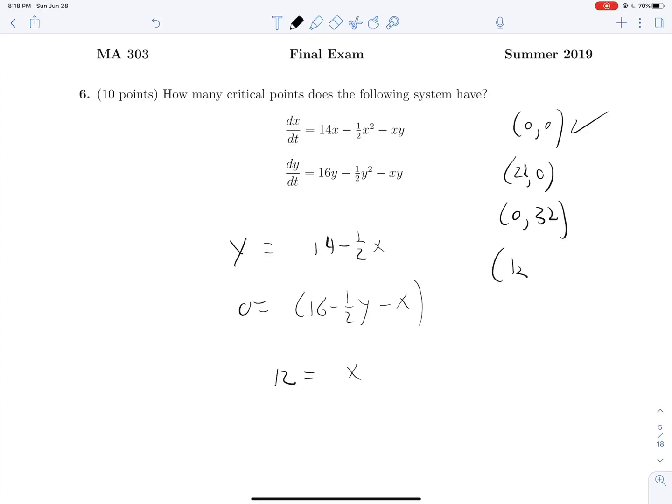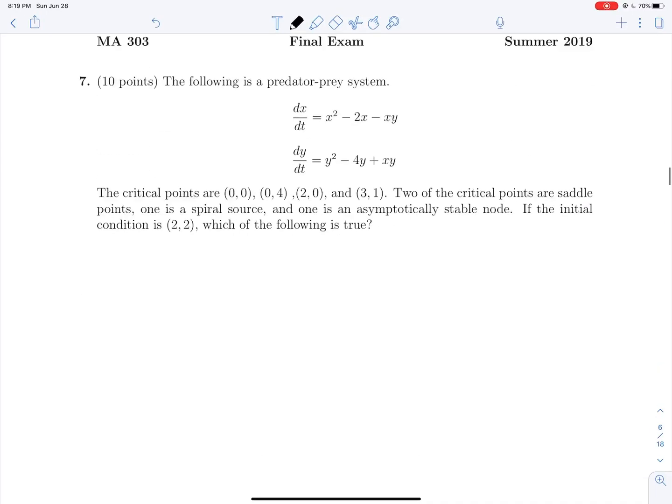So we have 12, comma, then if we plug that x into this 14 minus 1/2 x right here, we get 14 minus 6, which is 8. So those are our 4 critical points. And yeah, there's nothing else. That is all that we get. And so D is our answer.